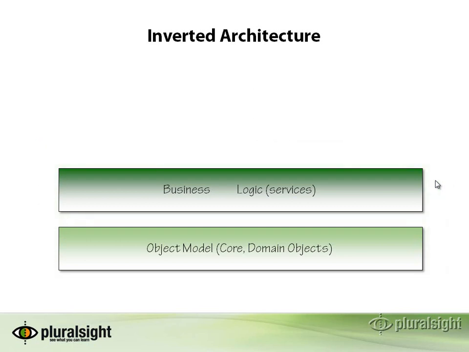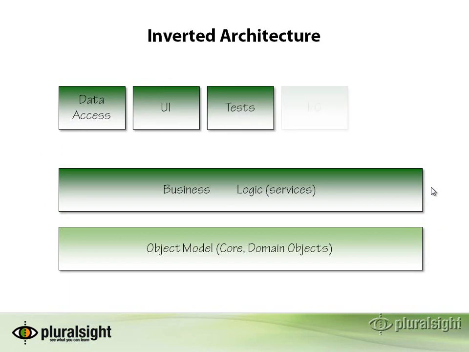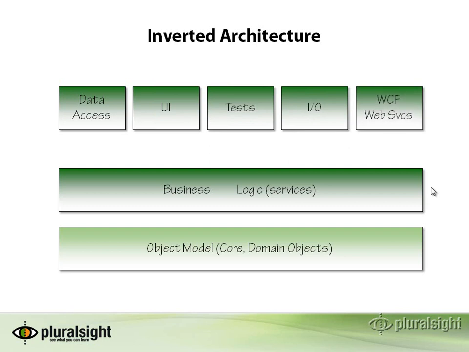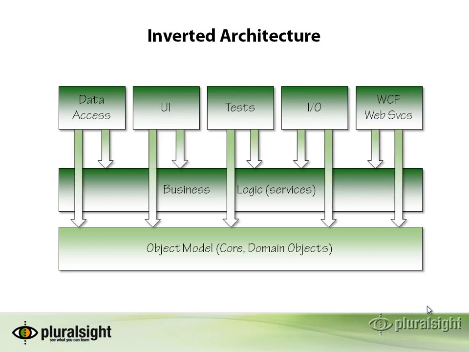Next, the other areas of the application, such as data access, user interface, tests, I/O operations, and web services, or WCF, would all be on top of this and would depend on these services and objects. Infrastructure concerns outside of our application, such as the database or web services themselves, would reside off to the side, where only the data access module would depend on it, or the WCF or web service module. But note that our business logic and core domain objects would not have this dependency, and as a result, they could be tested without having to have these in play.